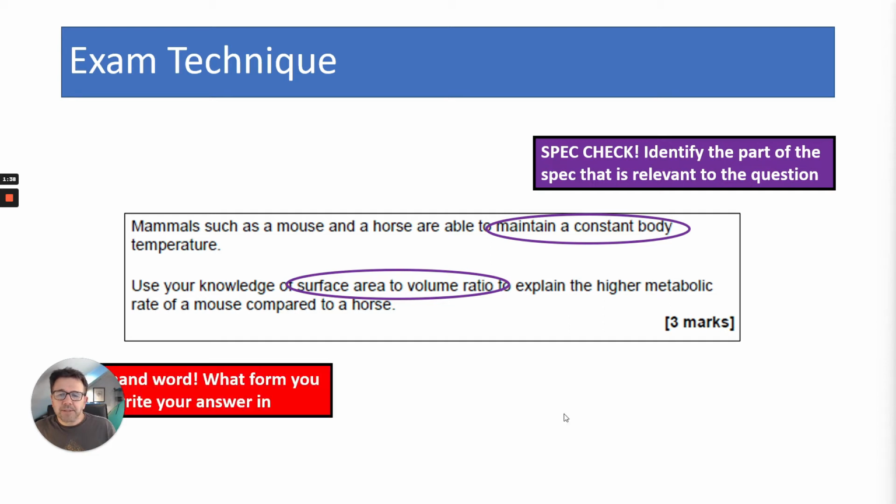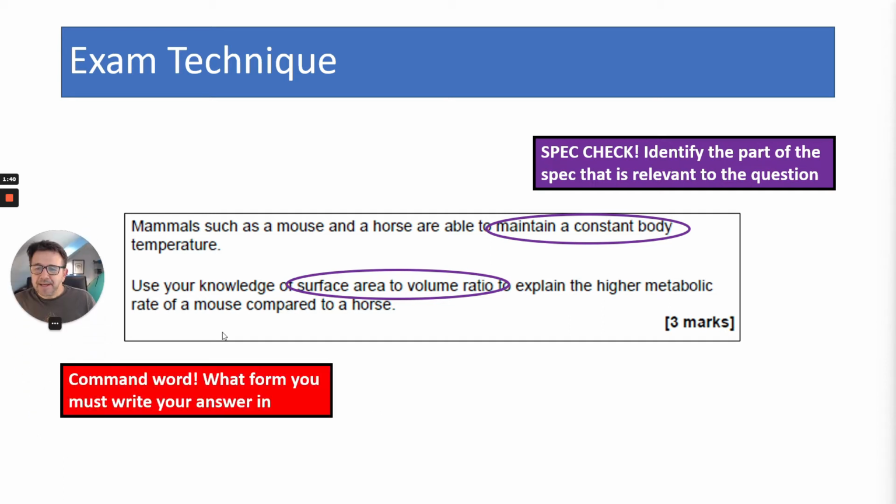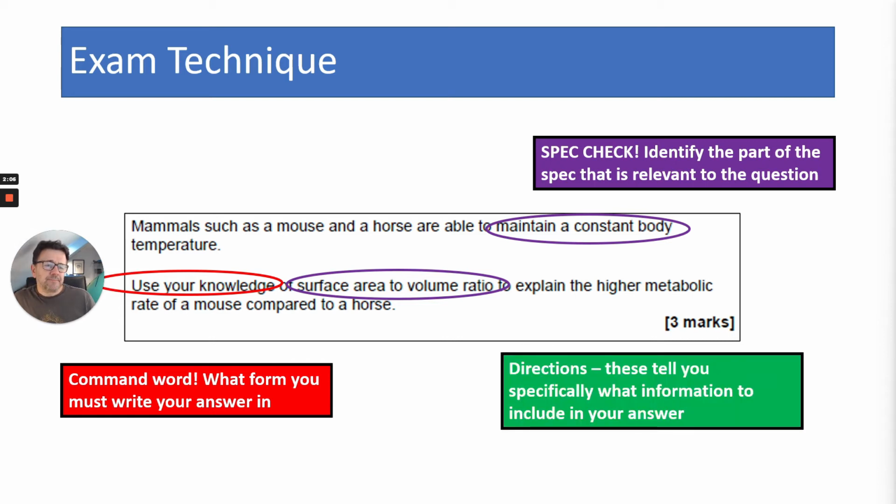So the next thing we need to look at is the command words. There are many command words, and I'm going to talk about lots of the different types you can come across, but it tells you what form you must write your answer in. So in this case, it's use your knowledge. So this is going to be straightforward recall of the surface area to volume ratio differences between a mouse and a horse. But what are the directions of the question?